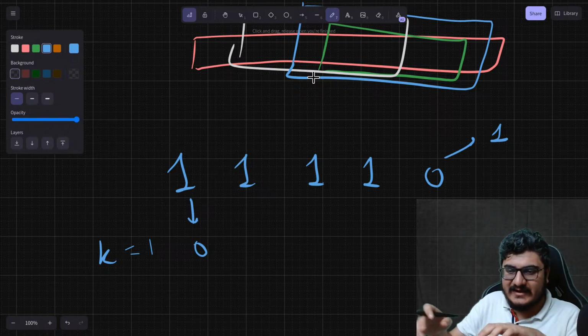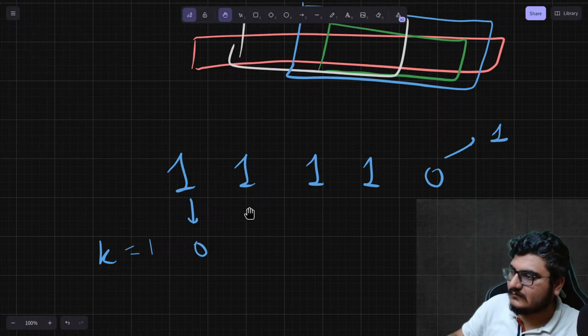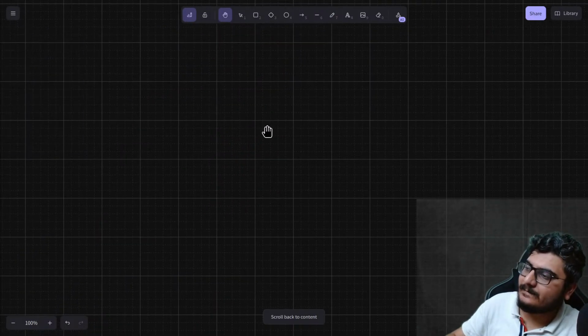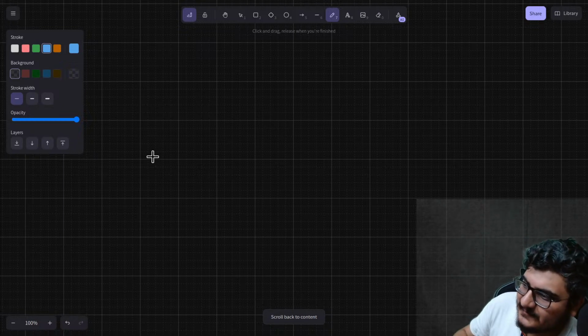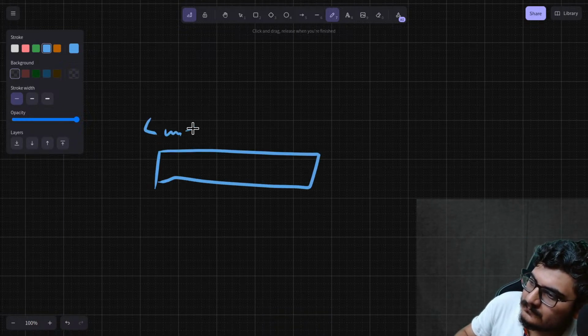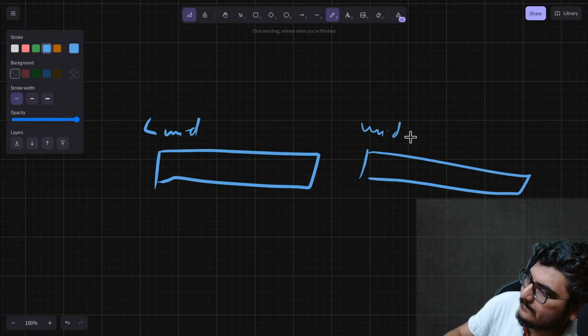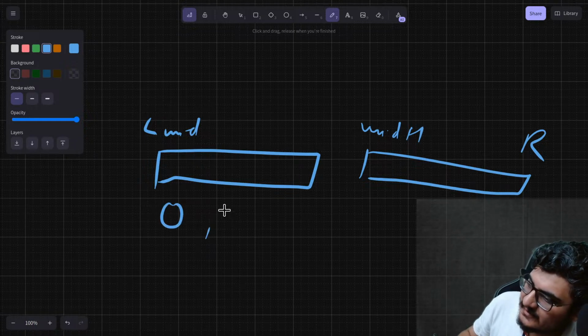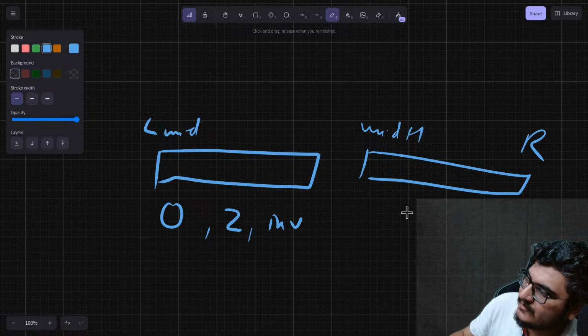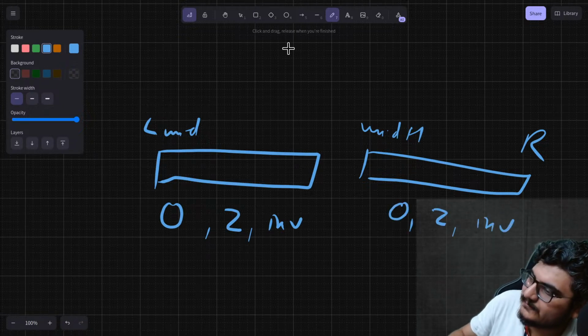Now we need to find L to R and the number of inversions in it. So the idea is, let's use the segment here, where we have L to mid, and mid plus 1 to R. We know the number of ones here, the number of zeros here, and the total inversion count in this segment. We also know the number of zeros here, the number of ones here, and the inversion count here.